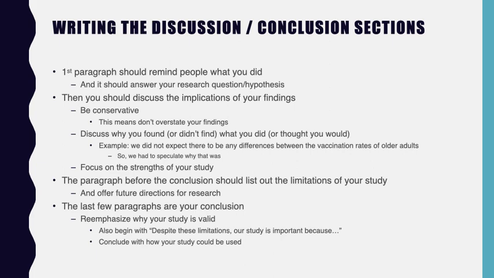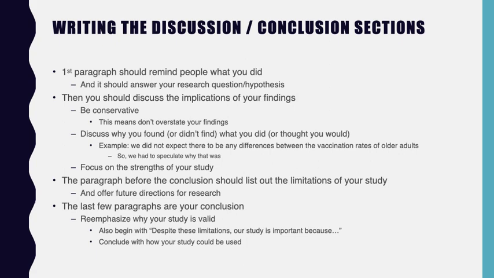Discuss why you found or didn't find what you did or thought you would. So, for example, we did not expect to find any differences between vaccination rates of older adults by political party affiliation. Okay? The reason that we did not expect that is that research has shown that older adults listen to their doctors. They don't listen to politics. If their doctors tell them they need something, a procedure, a vaccine, or whatever it is, they get that. Okay? There's no difference between, for instance, Republicans and Democrats with the flu shot before the pandemic. However, something changed in the pandemic, so we had to speculate why that was.